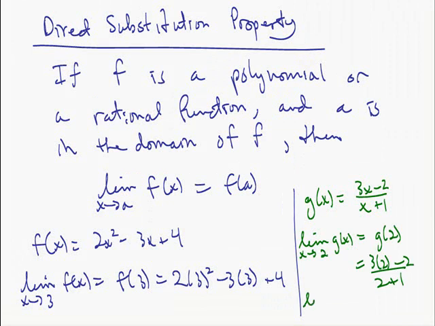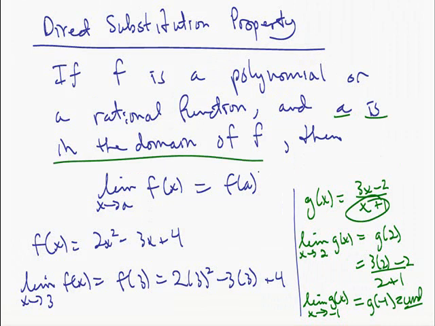Now we could not say, however, that the limit of g of x as x approaches negative 1 is equal to g of negative 1, since g of negative 1 is undefined, because negative 1 is not in our domain. It makes the denominator 0. So that's why we had to make sure that a is in the domain of f for the rational function case of the direct substitution property.